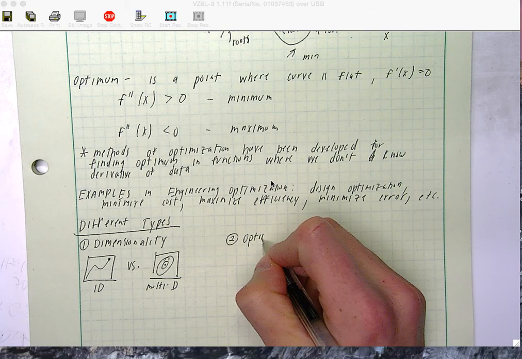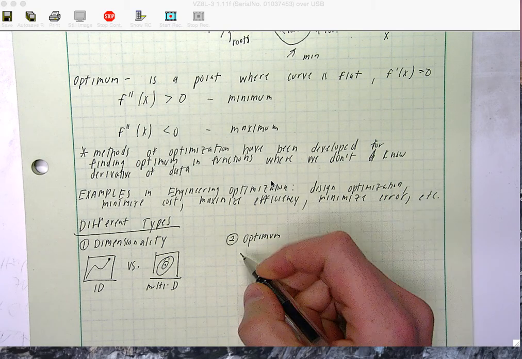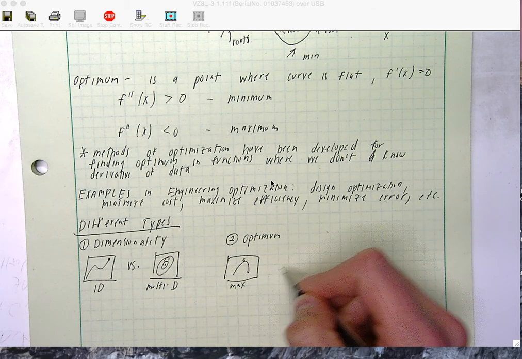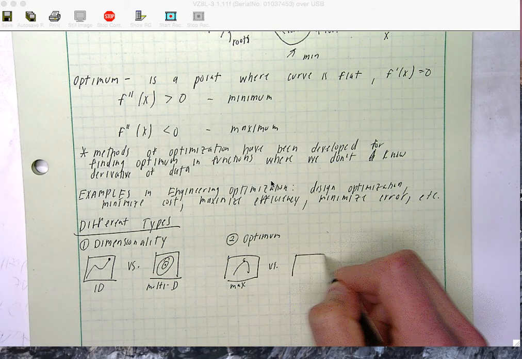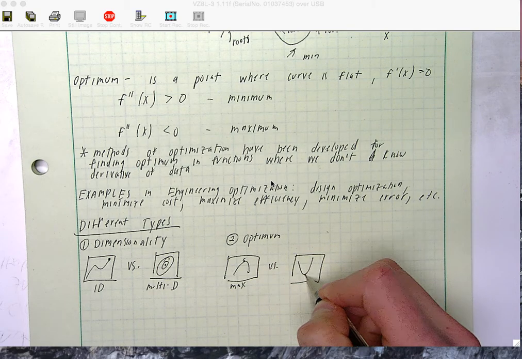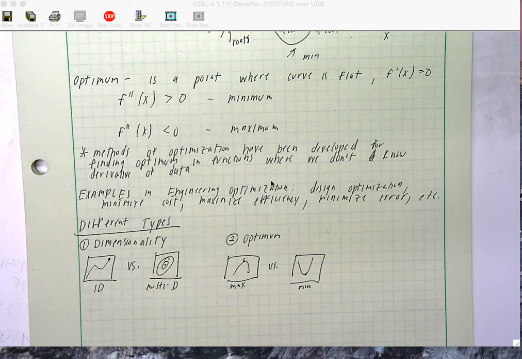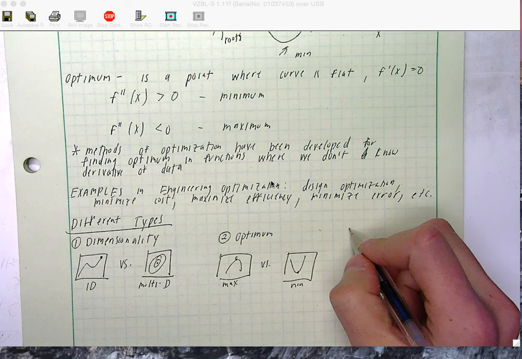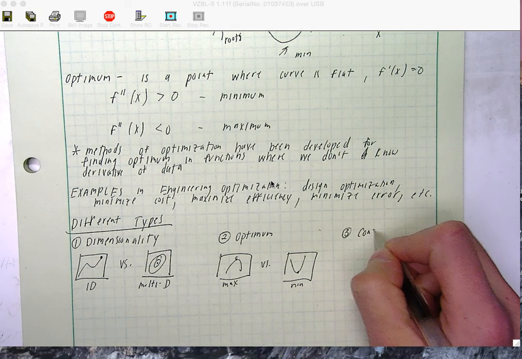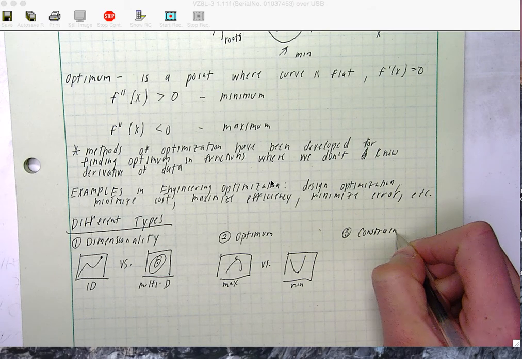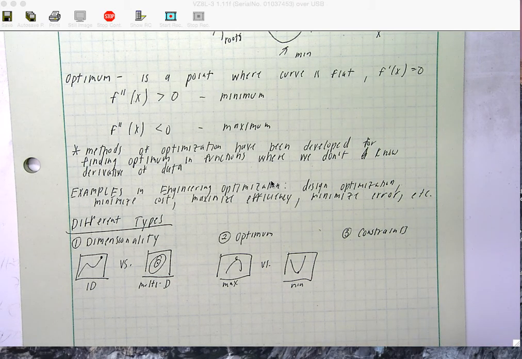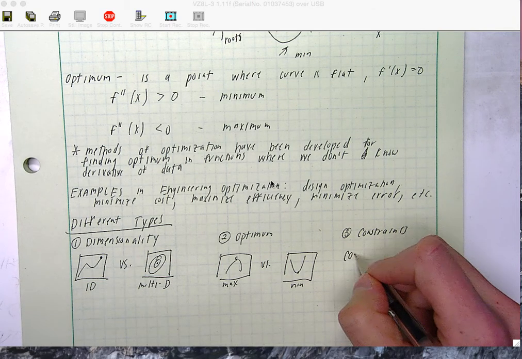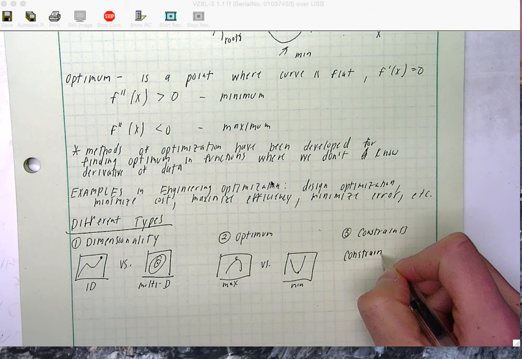Then the one that we already talked about is the algorithm will change depending on whether you're looking at maxes versus mins. They don't change too much, but they do change. There's also this whole area of having constraints. So you can have a completely unconstrained or constrained optimization.